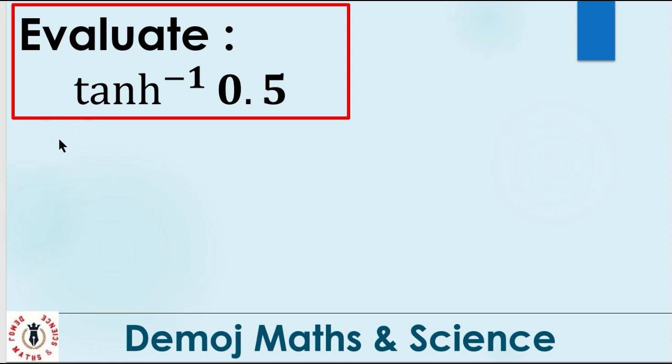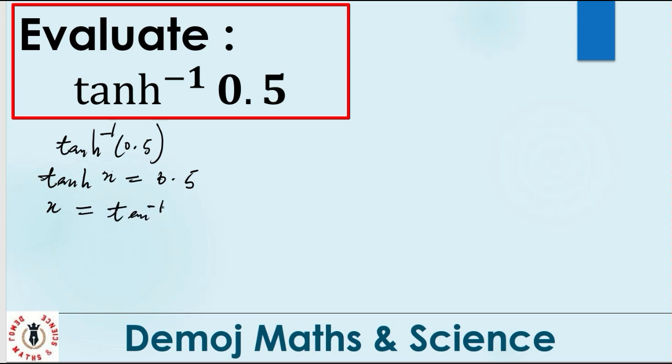0.5. Now, we know that if I'm asked to evaluate the tanh inverse of 0.5, it's the same thing as being told that the tanh, or hyperbolic tan, of x is equal to 0.5. Then what is x? You know that x now will be the same thing as the tanh inverse of 0.5. Invariably, what we're actually looking for is x.